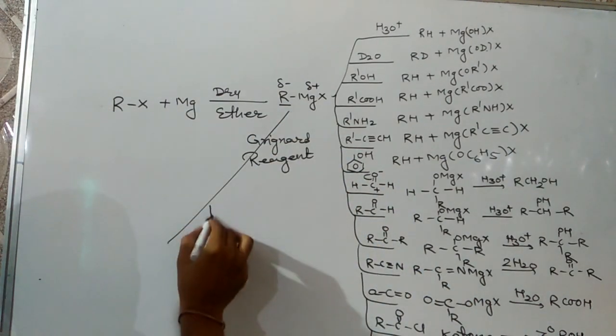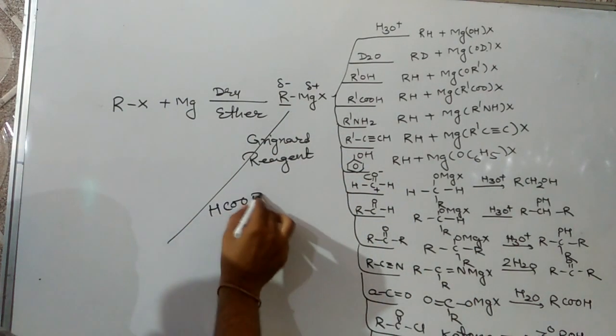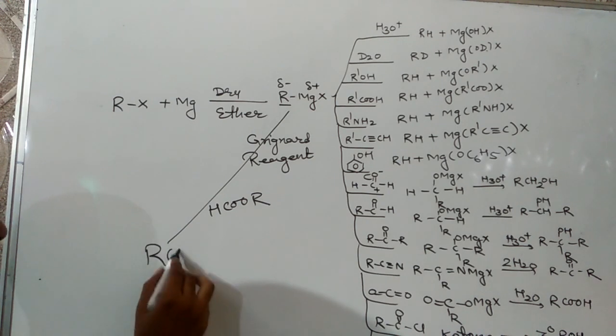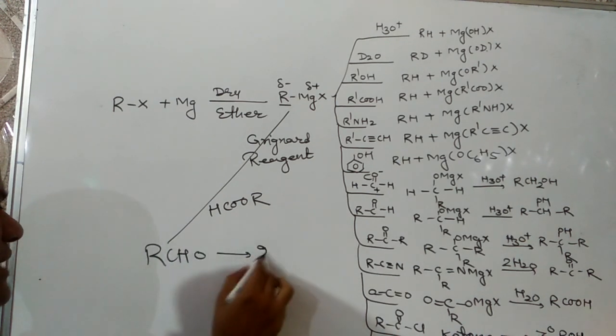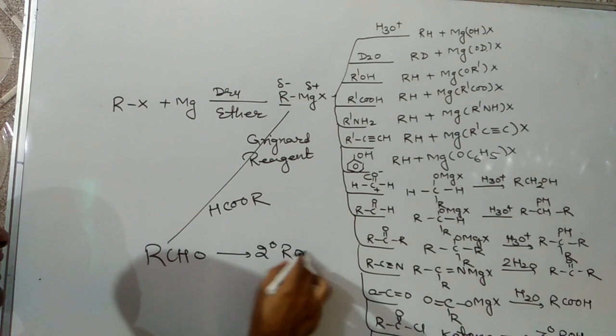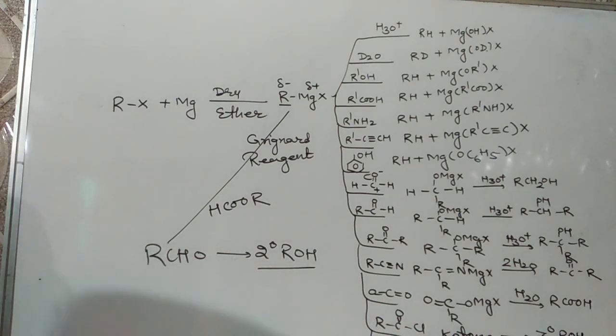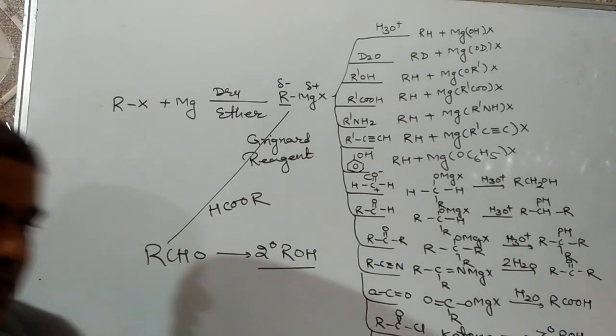Next, on reaction with formic ester, first we will get aldehyde, which on further hydrolysis gives you secondary alcohol. This is a very important table for your organic conversions.